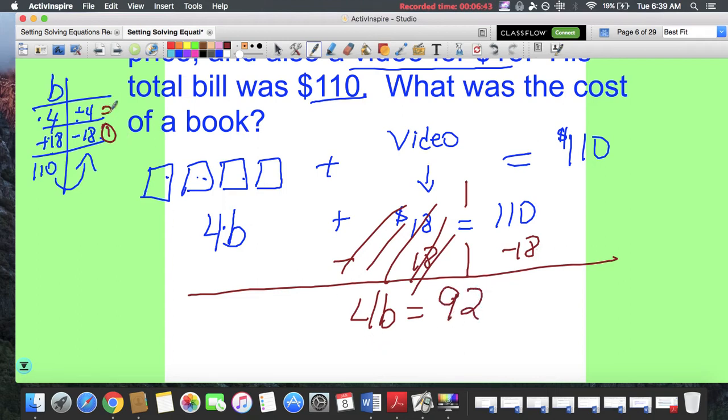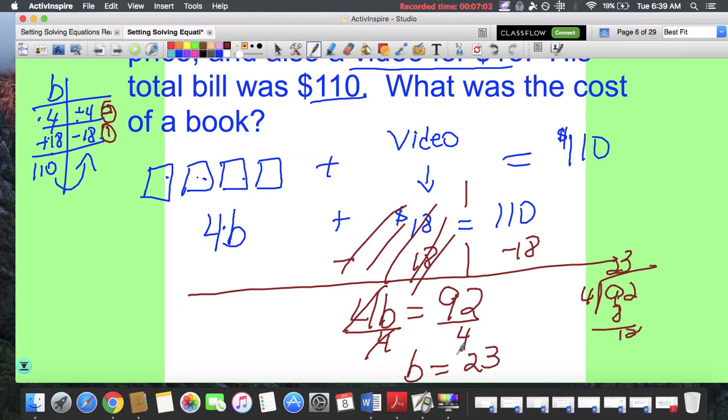Now the second thing I have to do, it says here I have to divide by 4. So divide by 4, divide by 4. 4 divided by 4 is 1. I have b left over, and this side is 92 divided by 4. And then 92, you can please use your calculator. Okay, so it's 23. So $23.